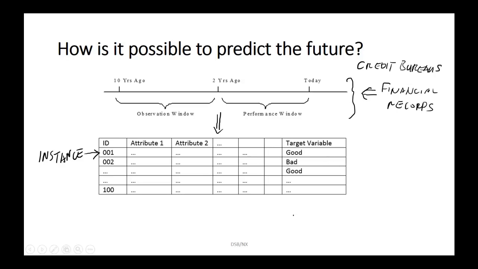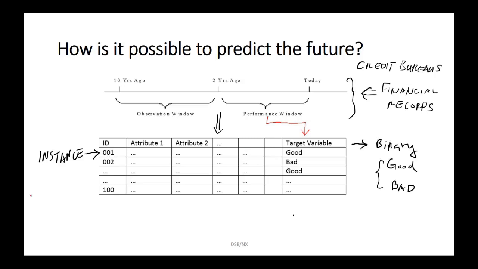Essentially, we are creating a binary variable that we call the target variable that has only two values. It's either good or bad. It's important to remember that the target variable is defined only using information in the performance window, i.e., the last 2 years.